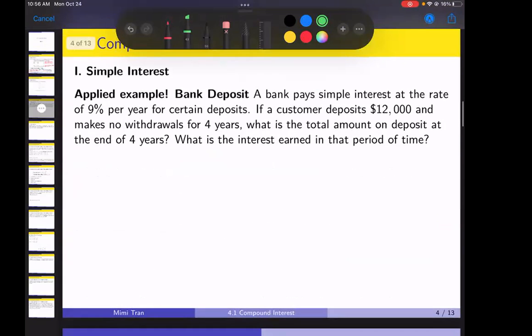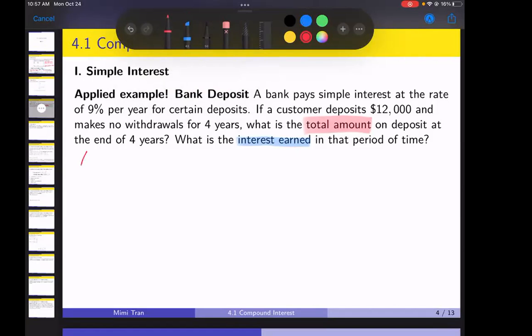Let's take a look at the example. A bank pays simple interest at the rate of 9% per year for certain deposits. If a customer deposits 12,000 Rand and makes no withdrawal for 4 years, what is the total amount deposited at the end of 4 years? What is the interest earned over that period of time? So two questions they ask you here. The first one is the total amount. Let me make it bigger. The total amount. And then the second one is the interest earned. So two formulas.